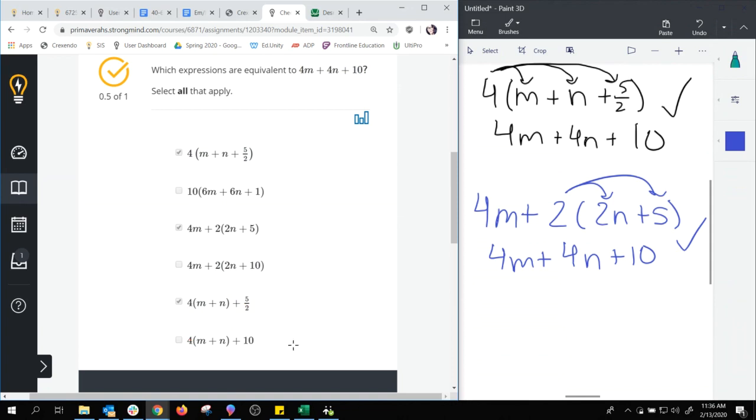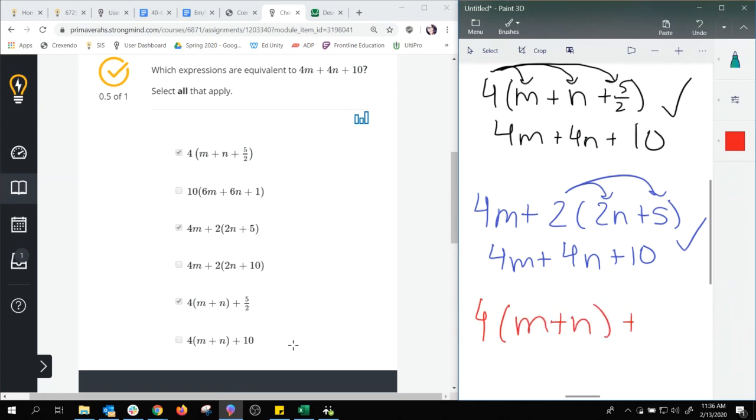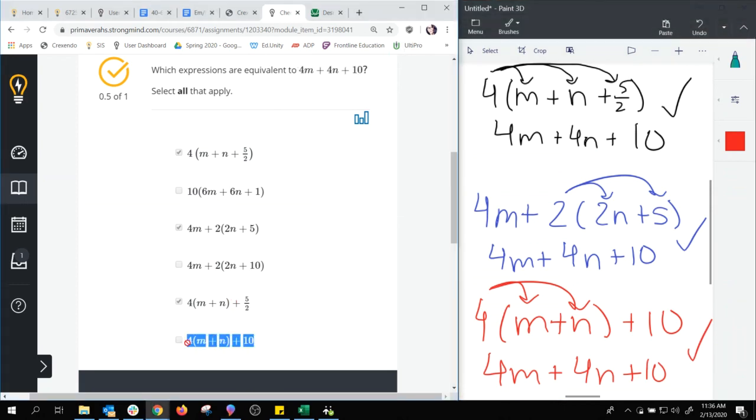So let's check the very bottom one. 4 times m plus n plus 10. Distribute my 4. My plus 10 comes down. This one will also work because I'll have the same exact expression. So I want to also choose this bottom one.